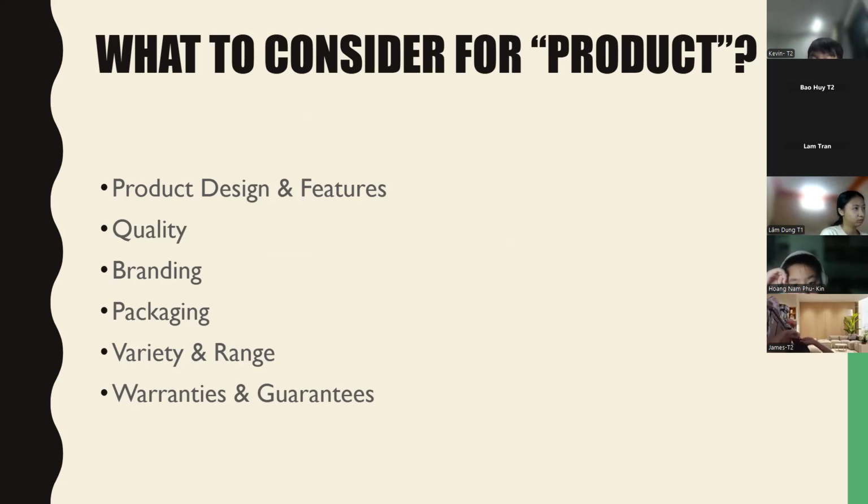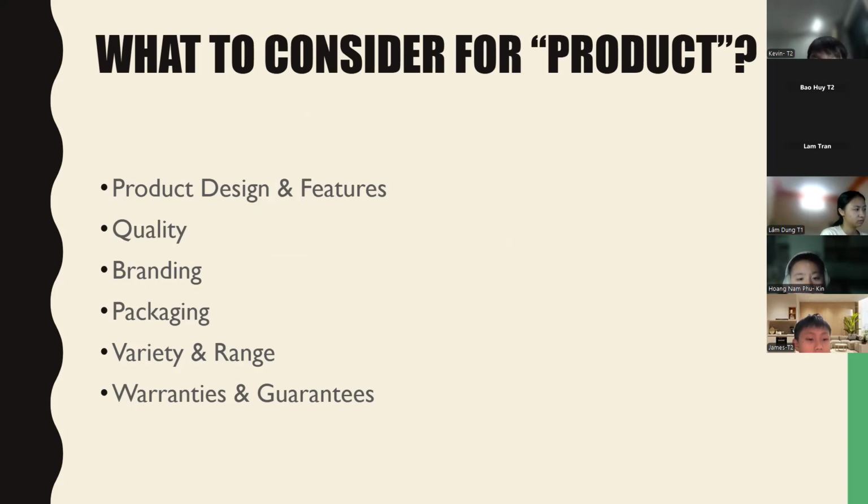Variety and range: does your product come with different colors, different options? For example, the cell phone, the iPhone, comes with a lot of options. It can have the memory of 64 gigabytes, or it can have the memory of 128 gigabytes. It comes with variety and range.